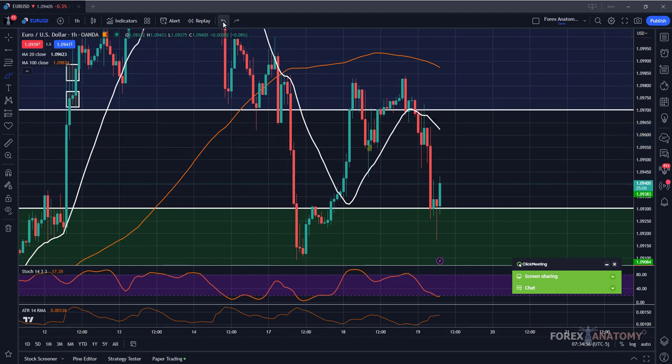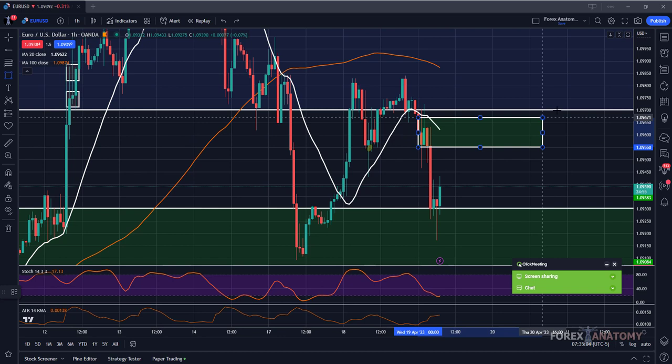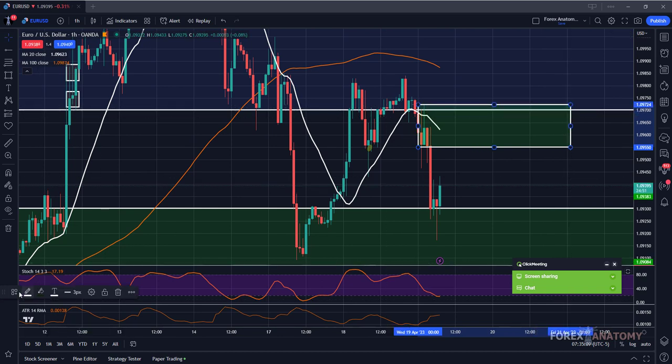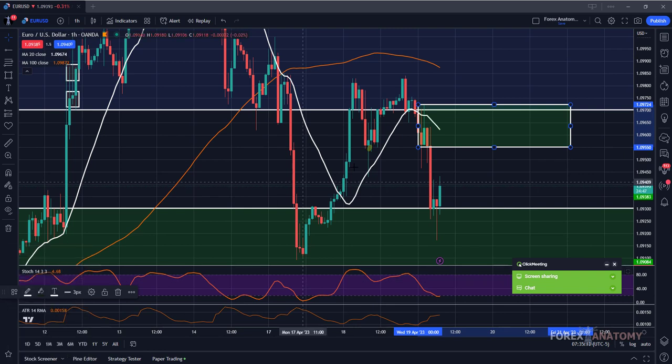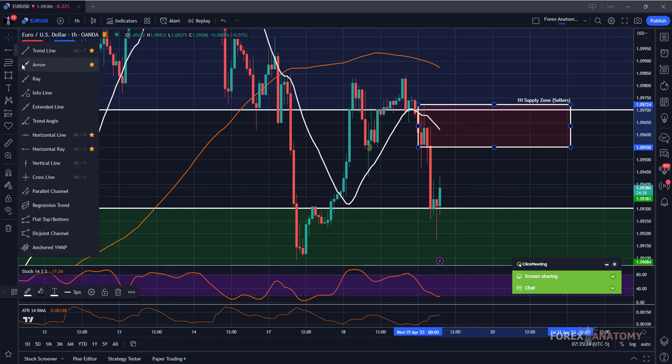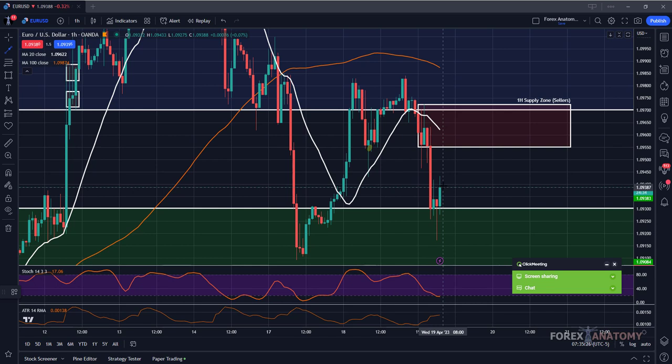So what we want to do is look for an opportunity for price to retrace to this particular area, and then look for an opportunity to sell. This will be our 1-hour supply zone, where we feel the sellers can potentially come in. And then we'll look for a sell opportunity if we get a pullback into this zone.